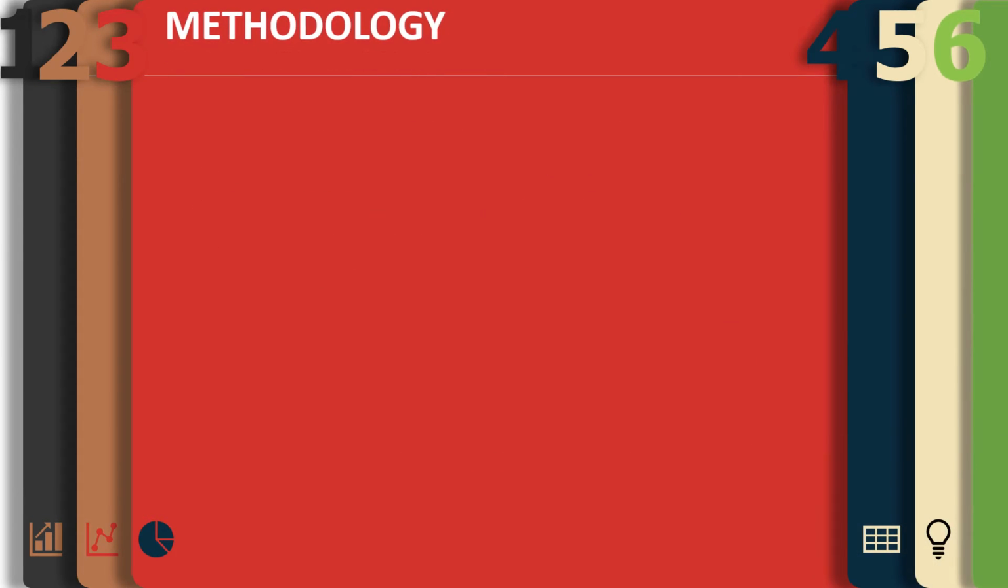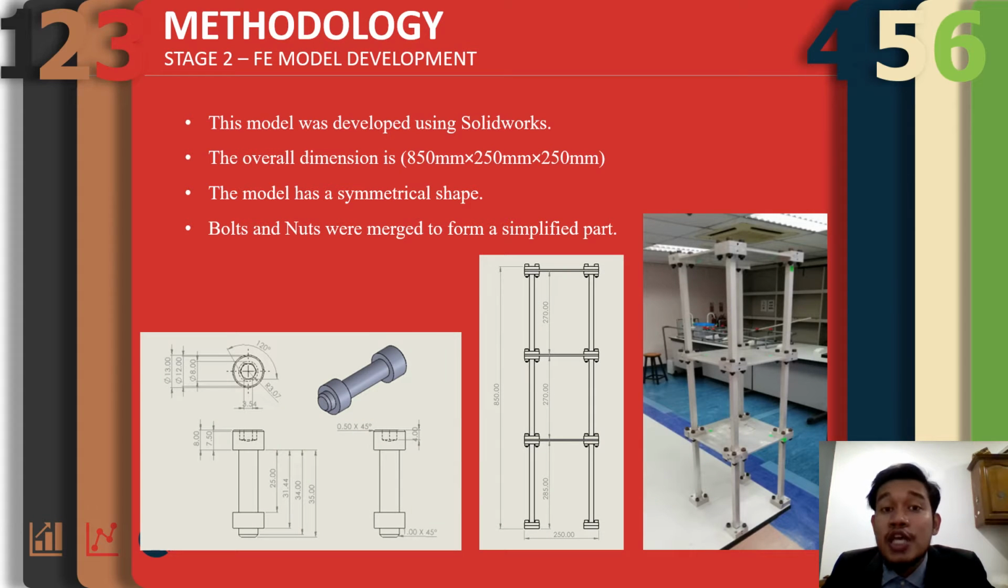In stage 2, which is the FE model development, as I said before, this model was developed by using SolidWorks, and the overall dimensions totally refer to the actual model, like the picture that I pointed to, with the dimensions 850 mm times 250 mm times 250 mm. It needs to be mentioned that the model has a symmetrical shape.